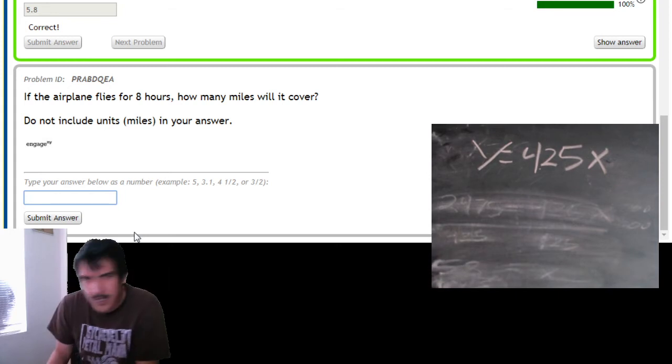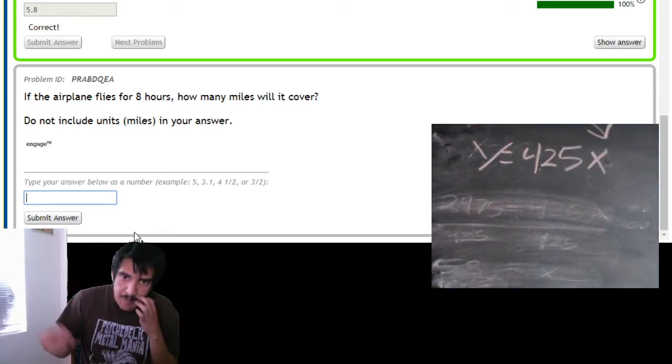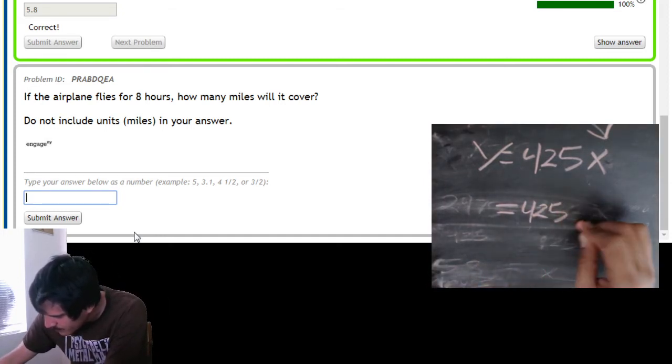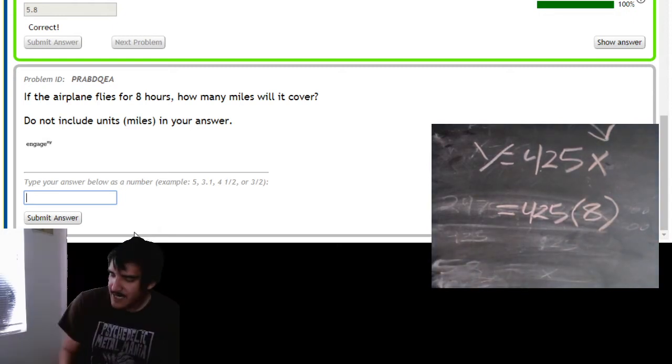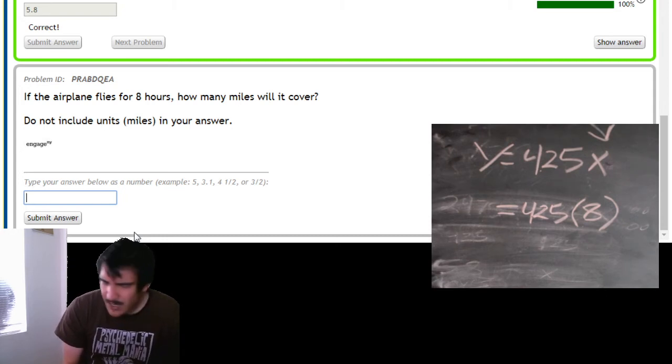Next problem. If the airplane flies for 8 hours, what's the distance it will travel? So for this one, x represents hours, and so I'm going to do 425 miles per hour for 8 hours, which means I'm going to multiply by 8. And this I thought I could do mentally, and I probably can, but I want you to also get in the habit of doing this. It's just doubling it 3 times. So 850, 1,700, 3,400.